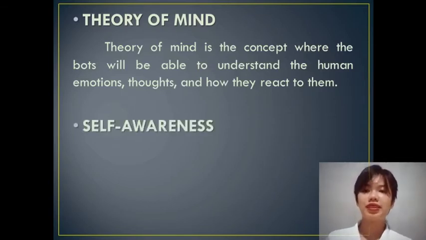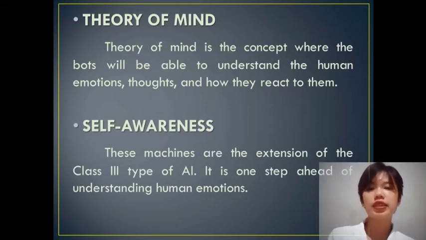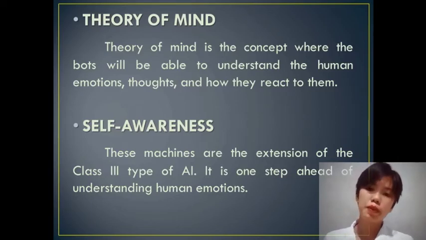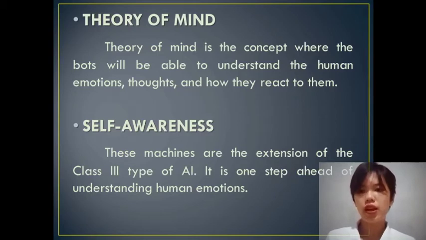Self awareness. These machines are the extension of the third type of AI. It is one step ahead of understanding human emotions. This is the stage where the AI team builds machines with a self-awareness factor programmed in them. Building self-aware machines seems far-fetched from where we stand today. Here's an instance. When someone is honking from behind, the machine should be able to feel the emotion. That's when they understand how it feels when they honk at someone back.